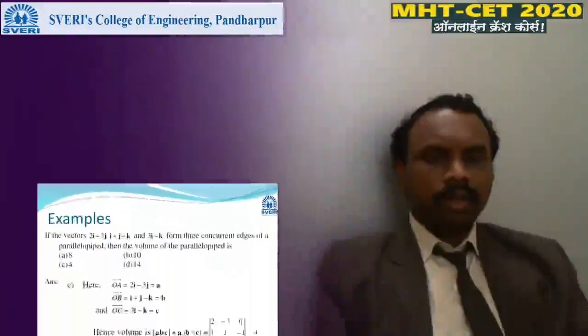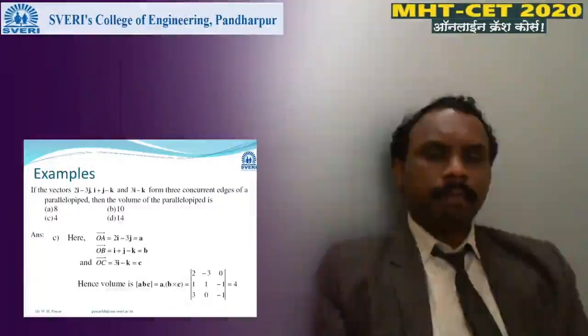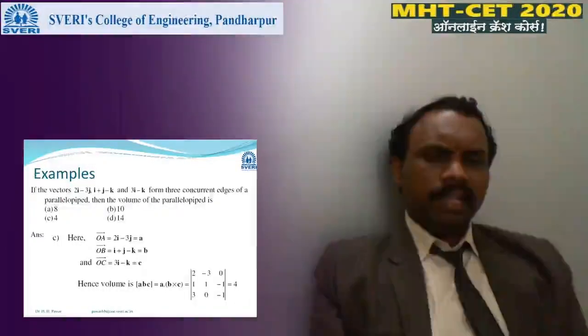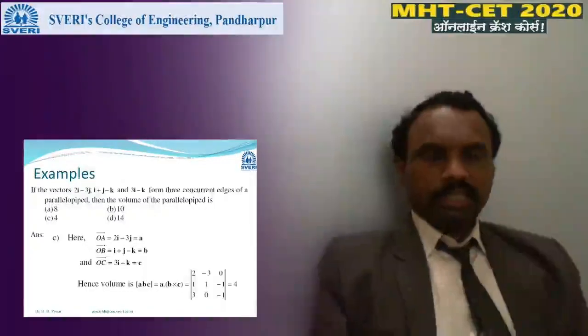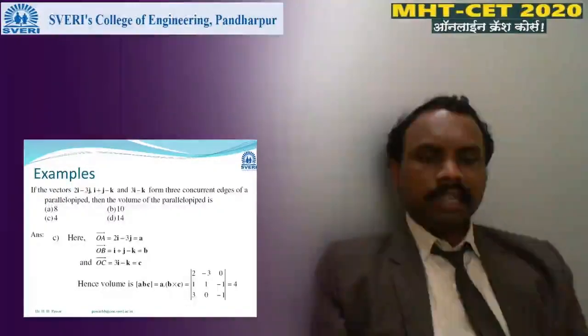See, for example, if the vectors 2i minus 3j, i plus j minus k and 3i minus k form three concurrent edges of a parallelepiped, then the volume of the parallelepiped is, as we saw in the earlier slide, obtained by the box product of A bar, B bar and C bar. So consider here A bar equal to 2i minus 3j, B bar equal to i plus j minus k, C bar equal to 3i minus k.